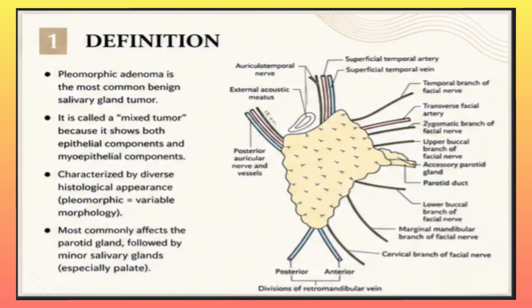Now, definition of pleomorphic adenoma. It is defined as the most common benign salivary gland tumor. It is called a mixed tumor because it shows both epithelial components and myoepithelial components, characterized by diverse histological appearance. It justifies the term pleomorphic, which means variable morphology. Most commonly affects the parotid gland, followed by minor salivary glands, especially the palate.